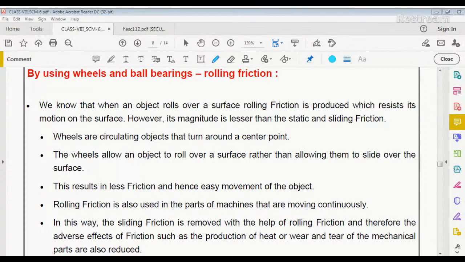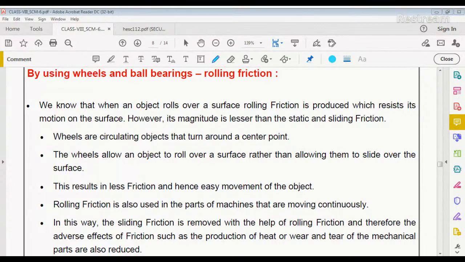Since rolling friction is smaller than sliding friction, I have already told you that first is the static friction, then the rolling friction, and then the sliding friction. Since rolling friction is smaller than sliding friction, sliding is replaced in most machines by rolling, by the use of ball bearings. Common examples are the use of ball bearings between hubs and the axles of ceiling fans.